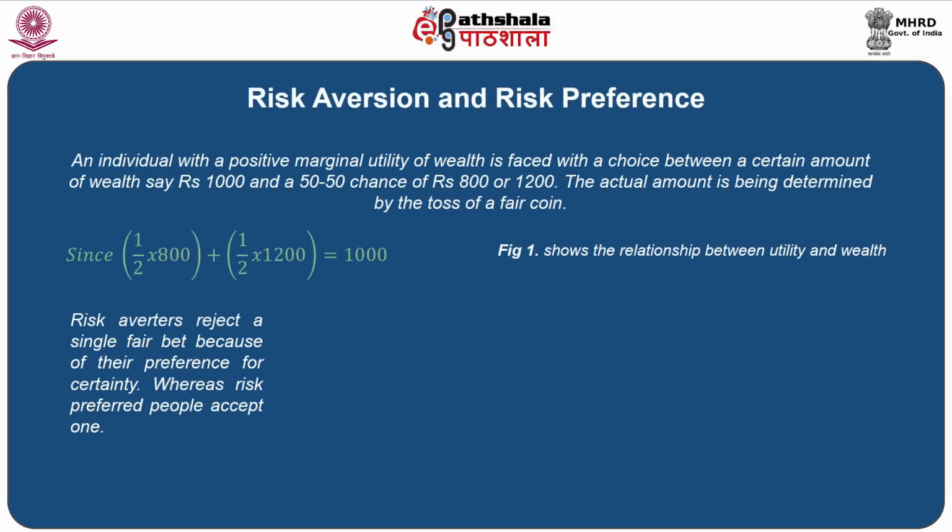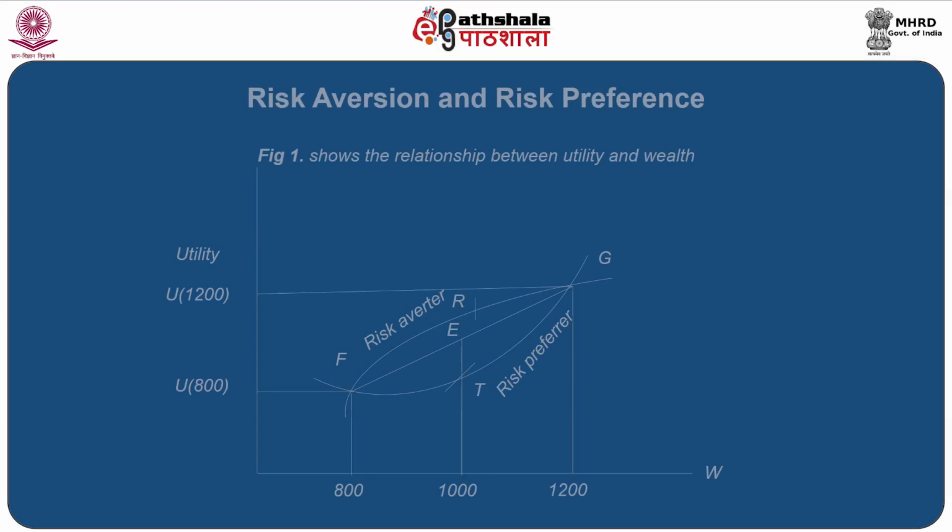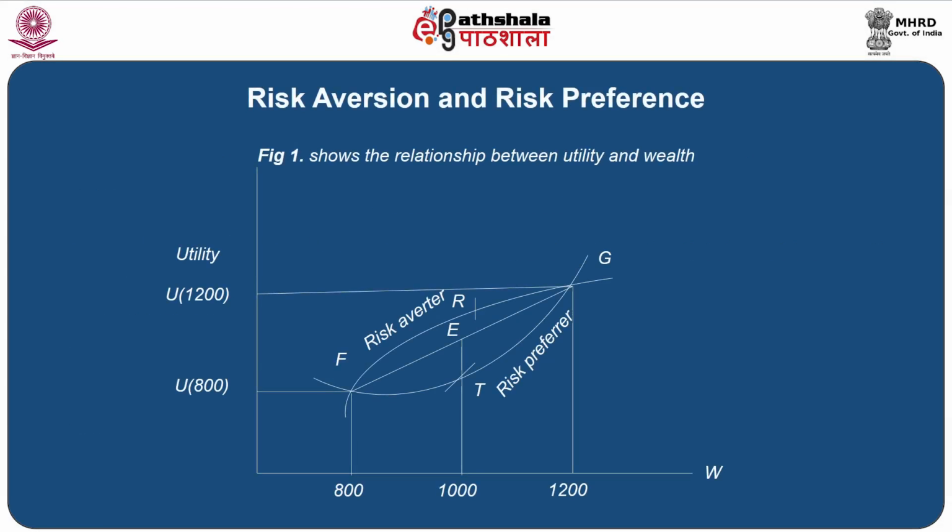Risk aversion and risk preference. Figure 1 shows the relationship between utility and wealth. An individual with a positive marginal utility of wealth is faced with a choice between a certain amount of wealth, say rupees 1000, and a 50-50% chance of rupees 800 or 1200. The actual amount is being determined by the toss of a fair coin. Since half of 800 plus half of 1200 is equal to 1000, the expected outcome matches the certain amount. It is described as a fair bet. Risk averters reject a single fair bet because of their preferences for certainty, whereas risk preferred people accept one.